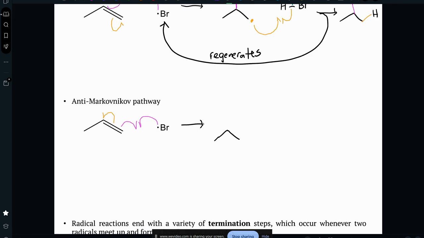So now I would have my bromine bonded out here. I've created this pink bond. And then in my second propagation step, now HBr, the hydrogen is going to bond to carbon, and I'm going to regenerate my bromine radical.